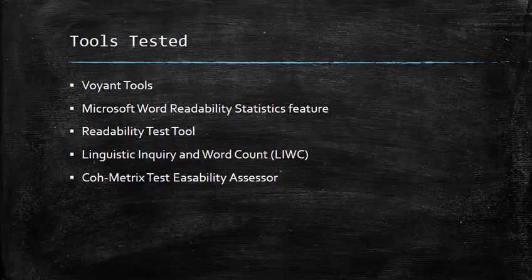I tested 5 pieces of software: Voyant Tools, the Microsoft Word Readability Statistics feature, an online readability test tool, Linguistic Inquiry and Word Count, or LIWC, and Metrix Text Easability Assessor. I will describe each and discuss their usefulness for assessment of History 3300 research methods papers.